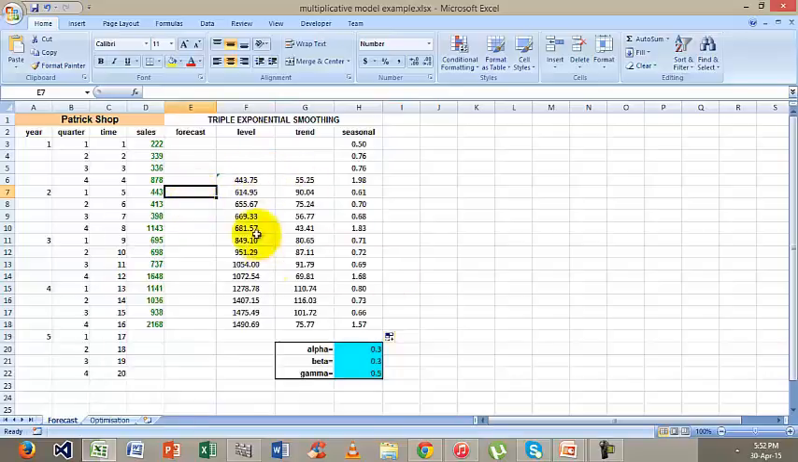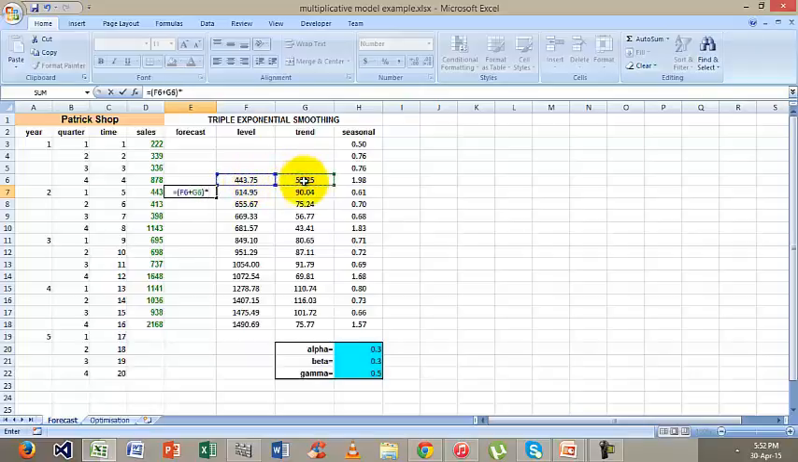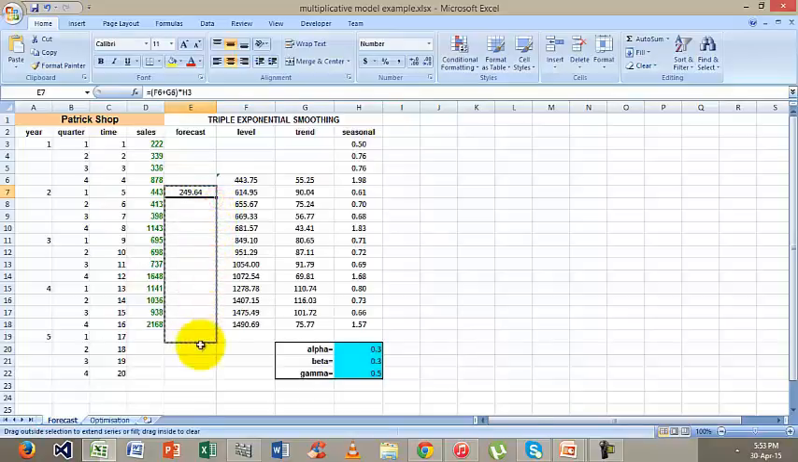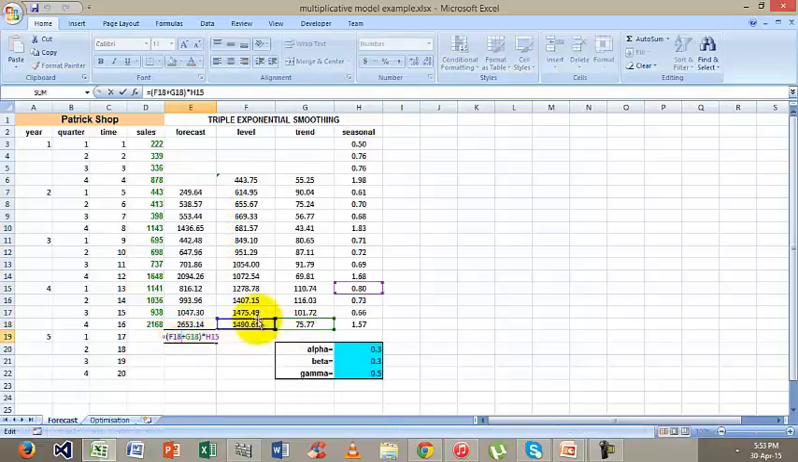Now having this data, we can forecast our sales. Forecast is level at time 4 plus trend at time 4, multiplied by the seasonal data at time 1. This is for time 5. We then drag this until no more observation is available for level and trend.